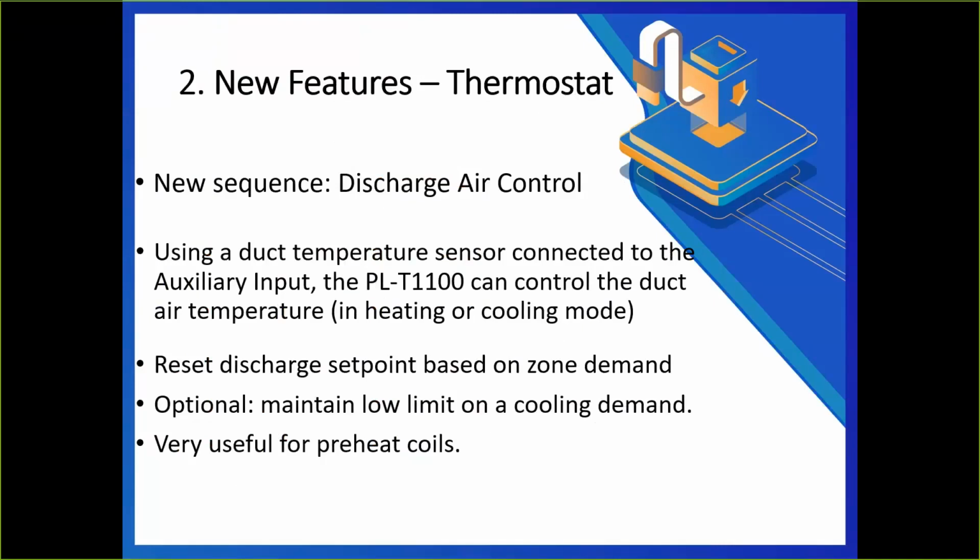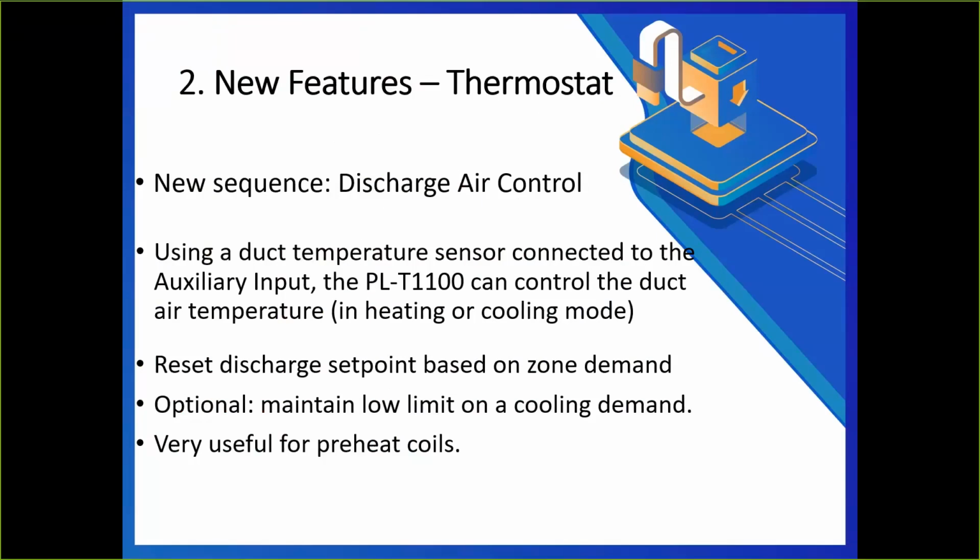So new features on the thermostat. This is a T1100. New sequence is discharge air control. As you're aware, that T1100 has a auxiliary temperature input on the back, so you could do a remote temperature sensing on that. Well, we can now put a duct temperature sensor into that auxiliary input on the back of the T1100, and we can use it for discharge air control.